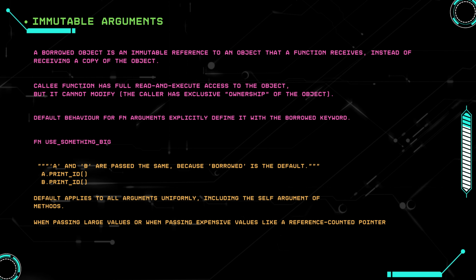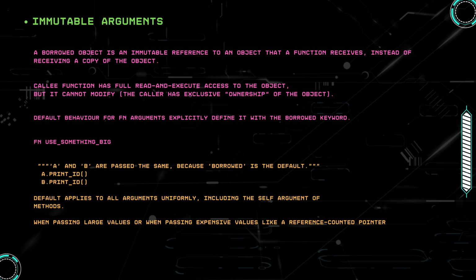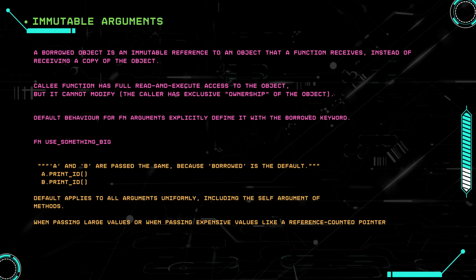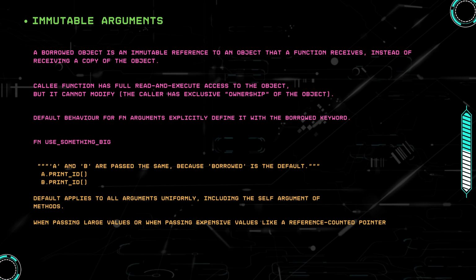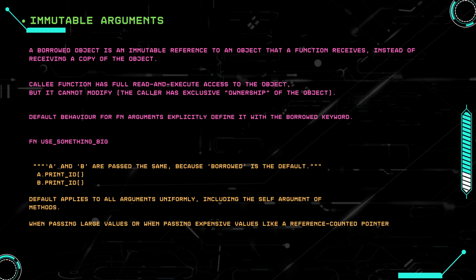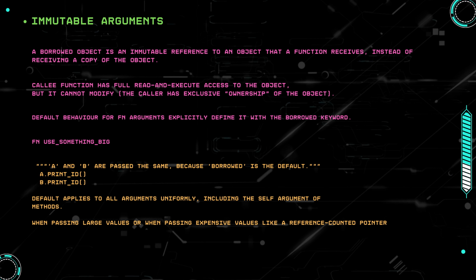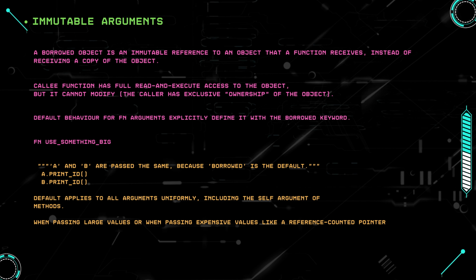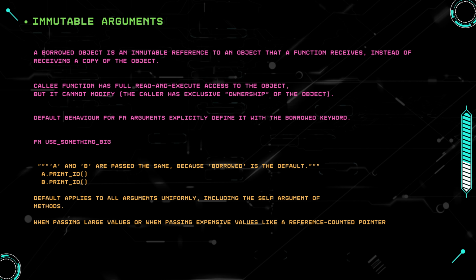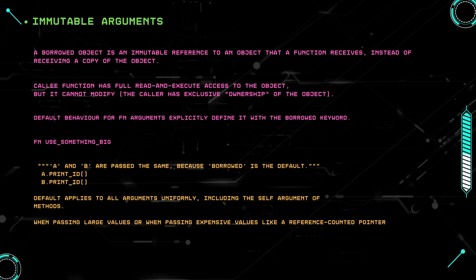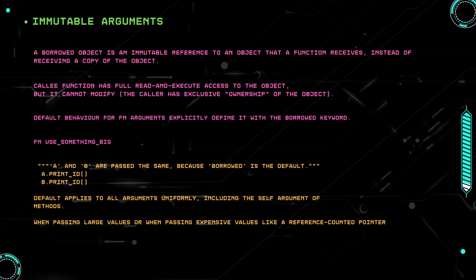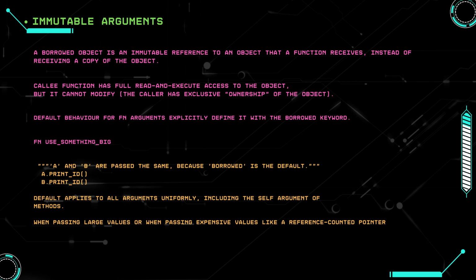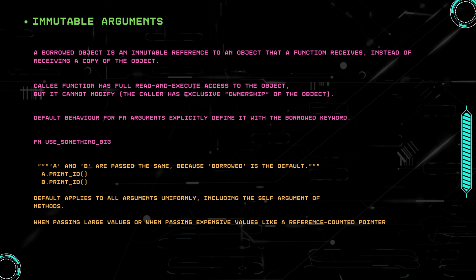This is the default behavior for fn arguments, and you can explicitly define it with the borrowed keyword. In fn use_something_big, a and b are passed the same way, because borrowed is the default. a.print_id, b.print_id. The default applies to all arguments uniformly, including the self argument of methods. It is useful when passing large values or expensive values like a reference counted pointer.